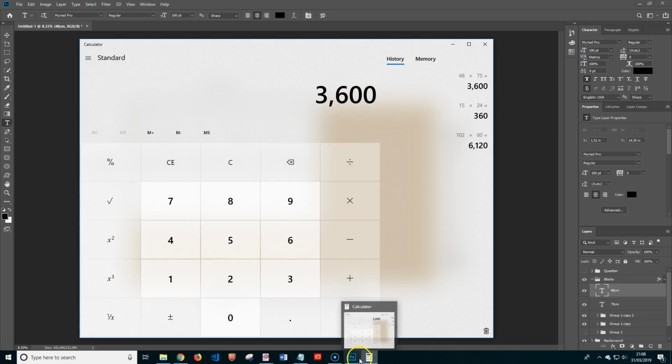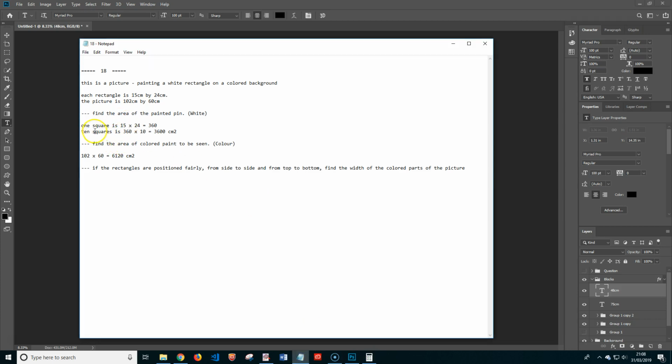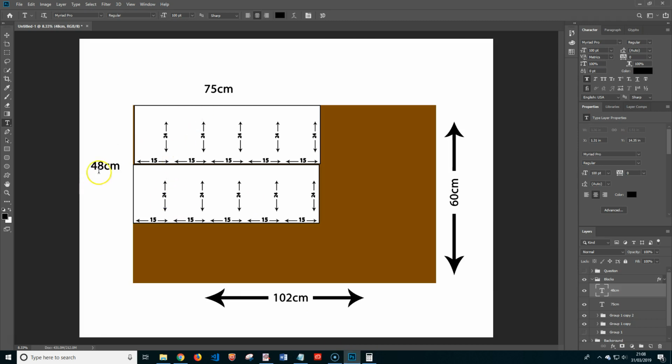Remember, we done that at the very start with each square. We didn't actually do the sum 48 times 75, because we done one square is 15 by 24, which was 360. Then we done 10 squares, which is 360 times 10, which gives us 3,600 centimeters squared. And that is the same as 48 times 75, which is what we have here, 48 times 75.